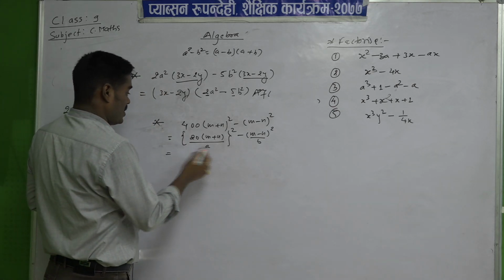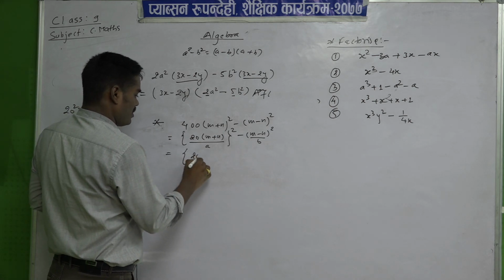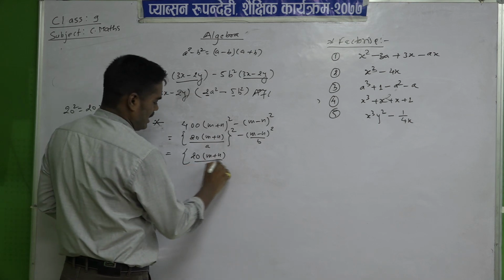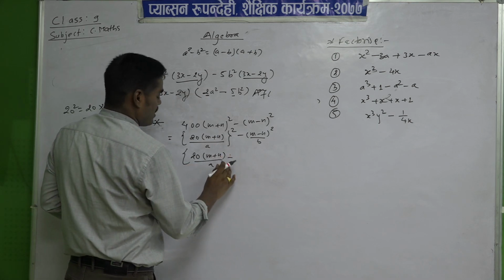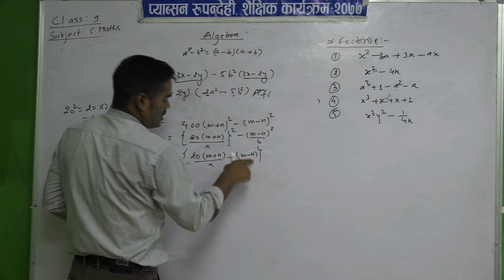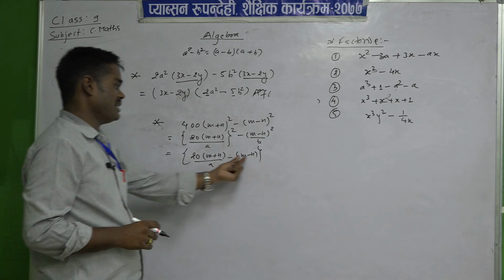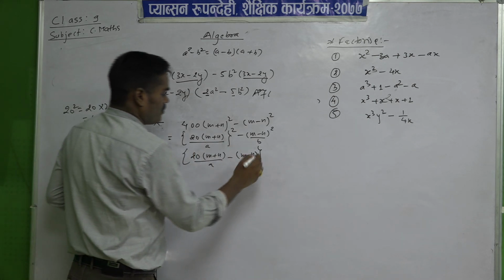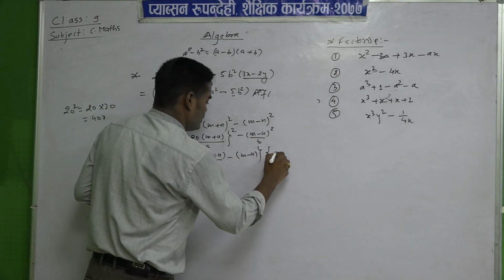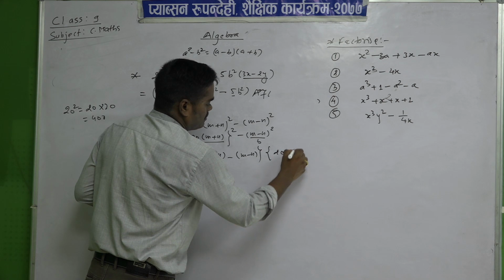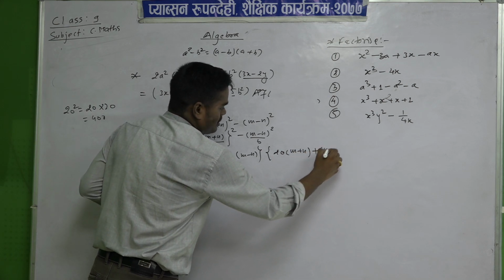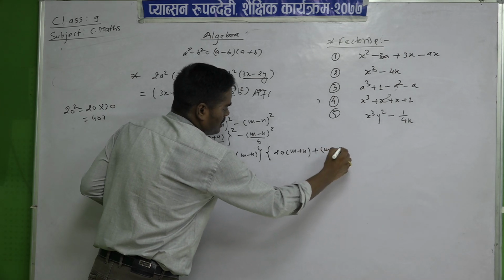So see here, you can write this 20 m plus n as A, and then minus. Being 2 terms, you should keep them inside the bracket. And then A plus B: 20 m plus n plus m minus n.